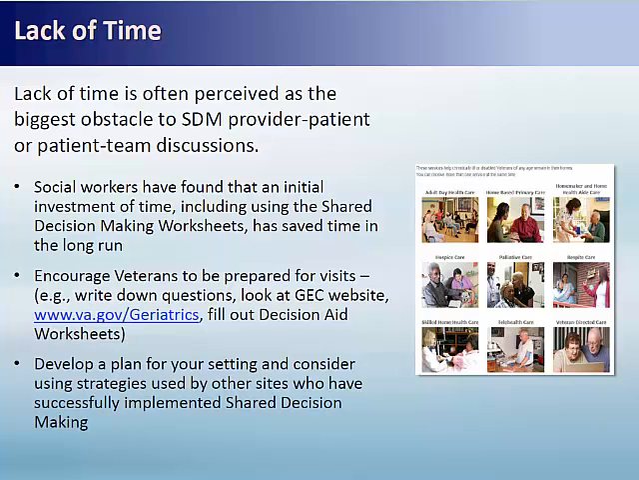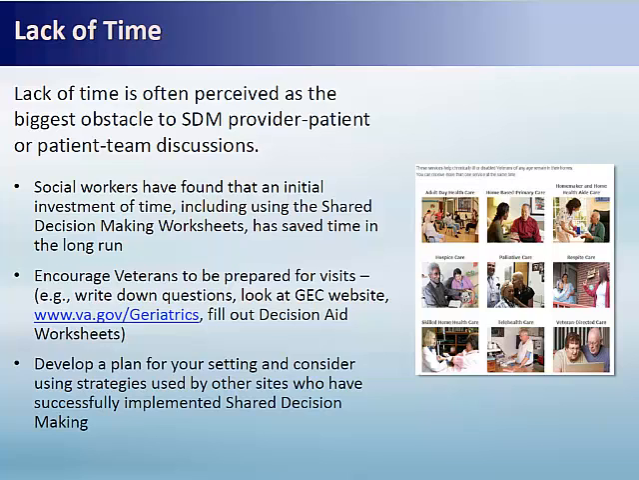Not having enough time for patient-provider or patient healthcare team discussions is often perceived as a barrier to shared decision-making discussions. Many social workers have told us that the initial investment of time into the shared decision-making process, including use of the decision aid worksheets, has helped save time in the long run. In addition, it may help save time by encouraging veterans to be prepared for visits or calls by writing down their questions, looking at the Geriatrics and Extended Care website, www.va.gov/geriatrics, prior to their visit, and or filling out the decision aid worksheet ahead of time.